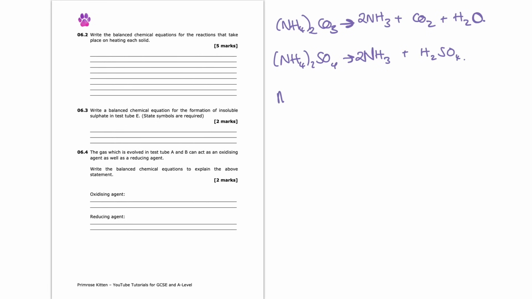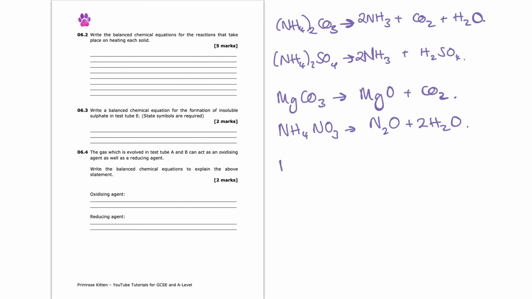On the other hand, we've got magnesium carbonate, which, and this is quite a common thermal decomposition, we get magnesium oxide and some carbon dioxide. Then when we had ammonium nitrate, when we thermally decompose that, I got N2O plus water. And then finally, barium carbonate, using exactly the same process as magnesium carbonate, another group 2 carbonate. We will thermally decompose that to form barium oxide and carbon dioxide.